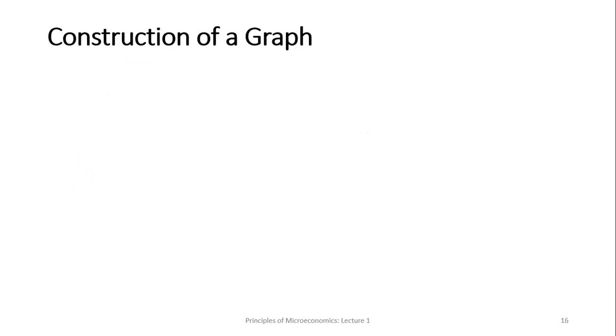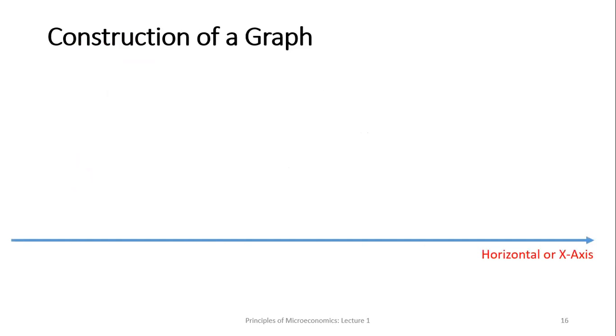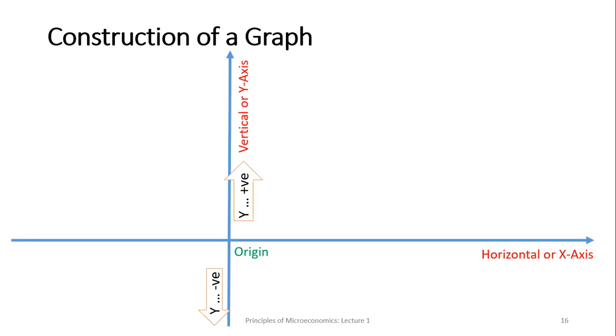A graph is constructed normally in two-dimensional space. One is the horizontal axis called the x-axis, the other is the vertical axis called the y-axis, where they both intersect, that is the origin. Above the origin, we have positive values for the y-axis, and below the origin, we have negative values for the y-axis. Similarly, on the right side of the origin, we have positive values for the x-axis, and on the left side of the origin, we have negative values for the x-axis.